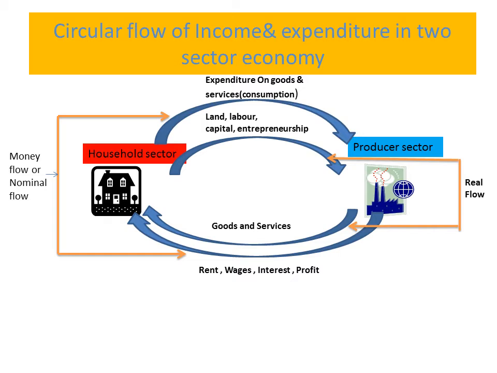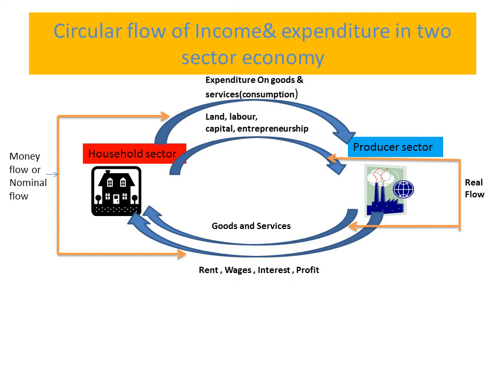Now the household provides factor services. In return to that, the producer sector provides rent, wages, interest and profit, which is called factor payment. And this factor payment is made by the producer to the household, which is factor income for the household. Now, this factor income will be spent by the household to purchase goods and services from the producer sector, which we call consumption expenditure for the household. So, here we are considering money. So, we will call it money flow.